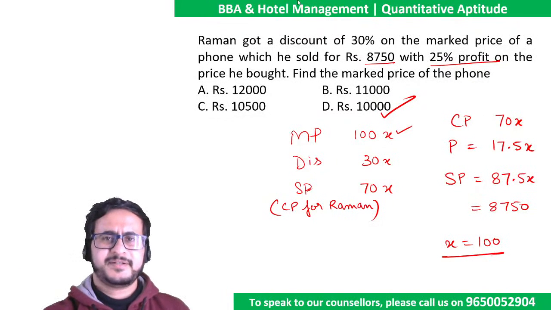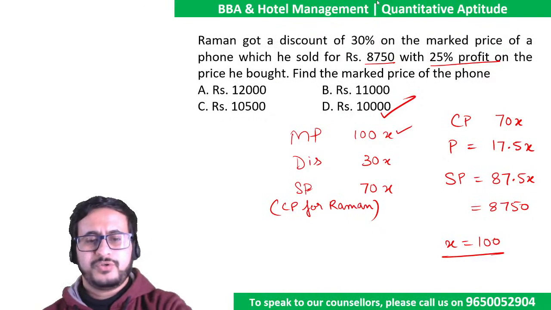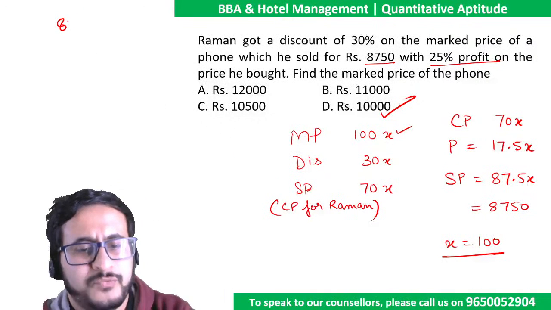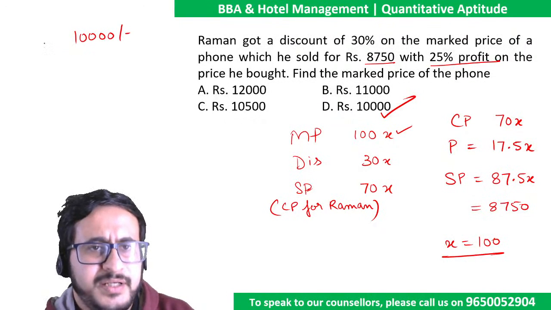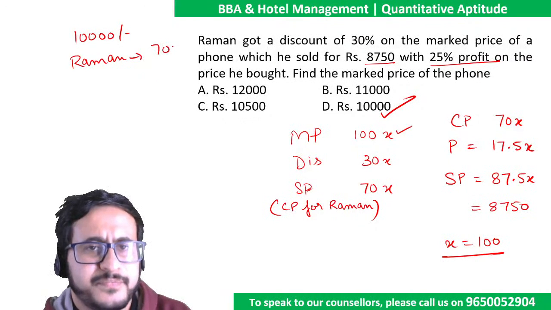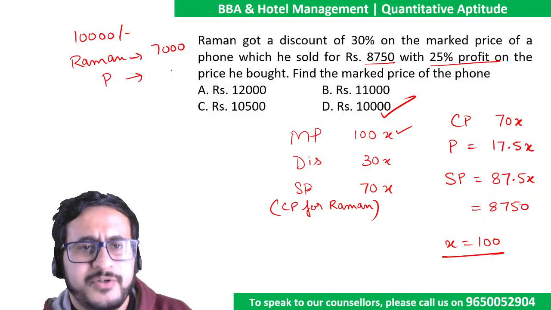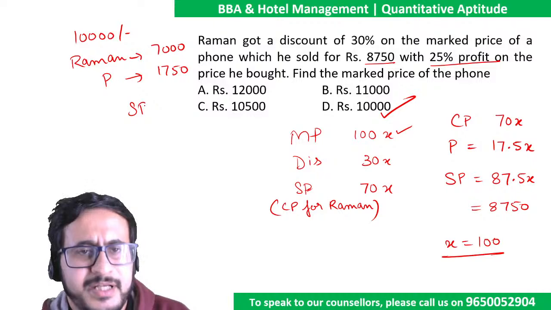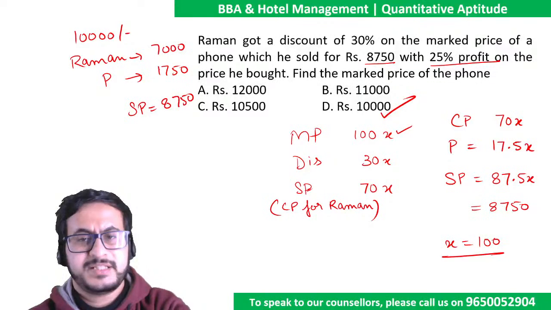Let us verify the answer. The marked price was 10,000. He got a 30% discount, so he purchased at 7,000, right? So it was marked at 10,000, and then Raman gets it for 7,000. Then he makes 25% profit. So he makes a profit of 1/4, that is 1750. So his selling price will be equal to 8750. So we have verified that our answer is correct.